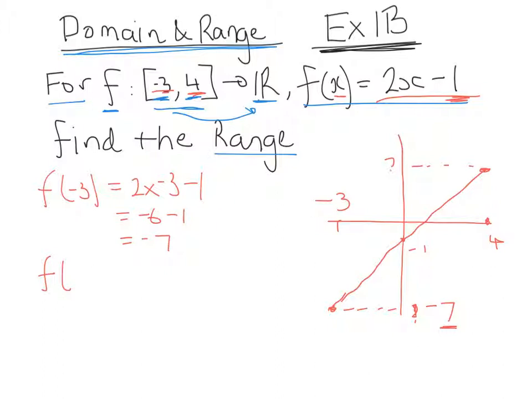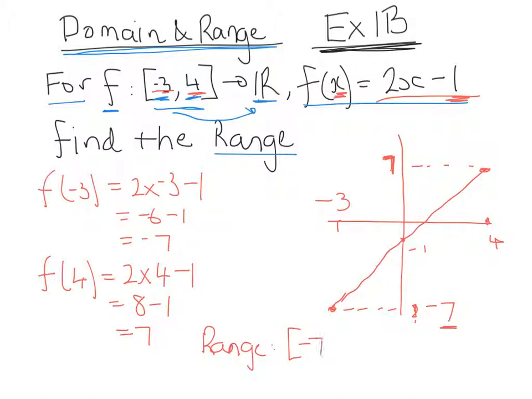Well, what about if x is equal to 4? Well, everywhere there's an x in this expression, I'll put in a 4. So I'll go 2 times 4 minus 1. Well, 2 times 4 is 8. 8 minus 1 is 7. So my value up the top here is actually a 7. So that would mean the range is between -7 and +7.